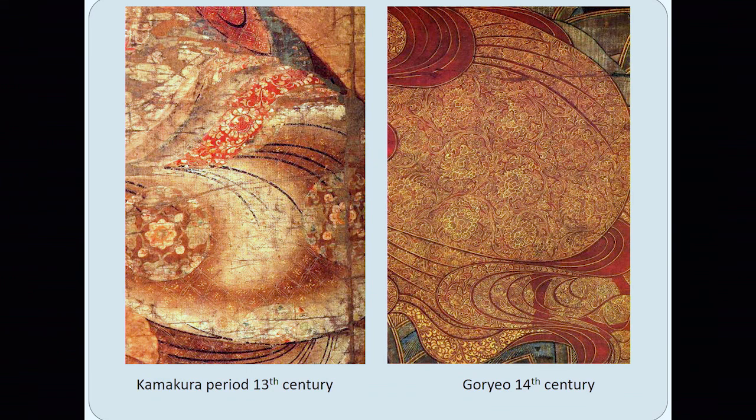We're getting into the surface of the works here. And you can see the way that the shading is used in the Japanese example on the left compared to the flatter treatment of the elbow and forearm on the right in the Korean example.